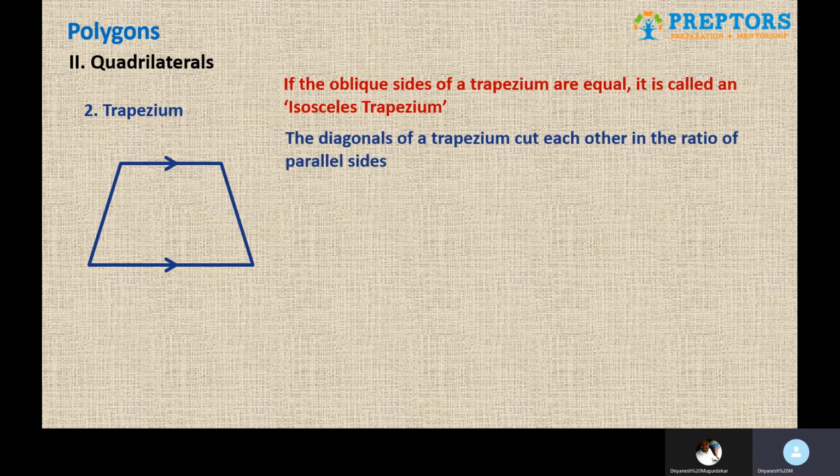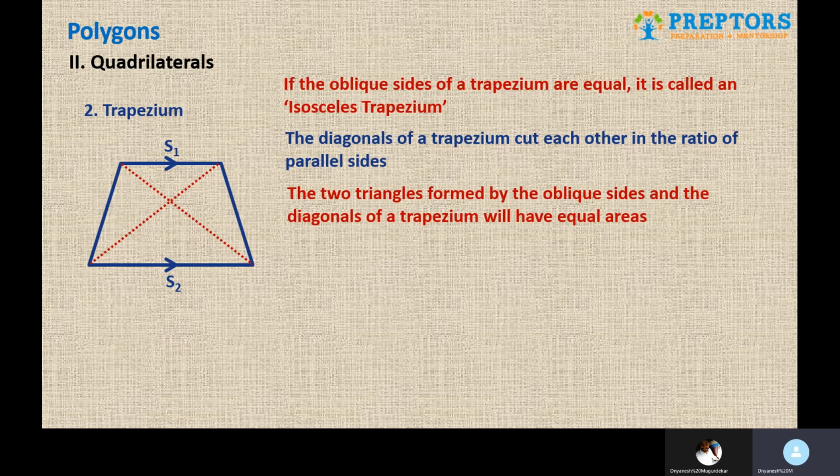Then the diagonals of the trapezium cut each other in the ratio of the parallel sides. Suppose the ratio of the parallel sides is S1 upon S2. The diagonals themselves will also cut in that same ratio, so suppose A upon B is equal to X upon Y, which is equal to S1 upon S2. The third one: the two triangles formed by the oblique sides and the diagonals, the two sideways triangles, will have equal areas. The ones being shaded right now, these two triangles, will have equal area.